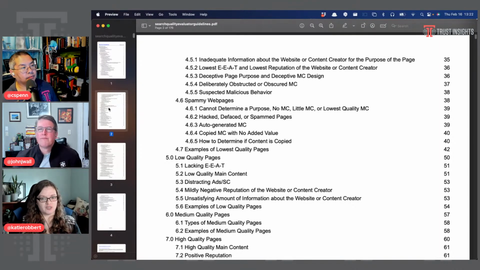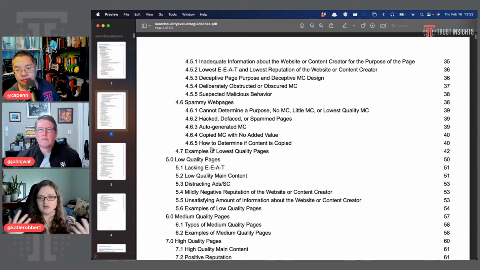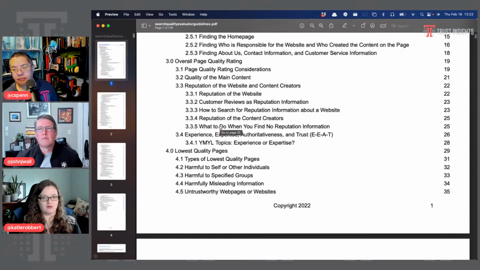Gotcha. So all of this being said, all of these search quality rater guidelines, what do we marketers need to do with this information? How does it impact us? Obviously, we're talking about organic search, and so naturally SEO. What do we do with this information? This is a lot of information. It is a lot of information.